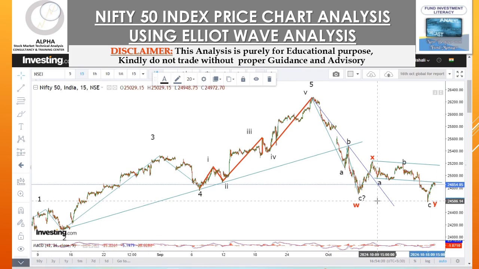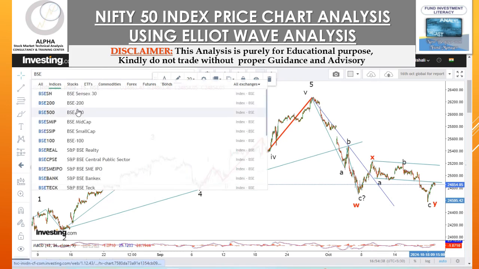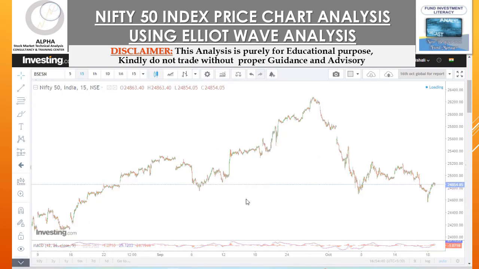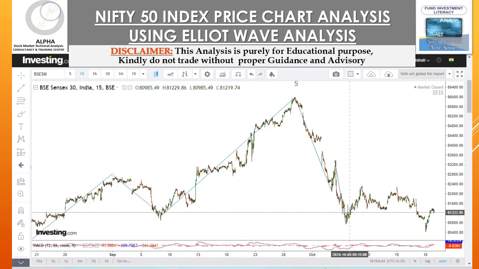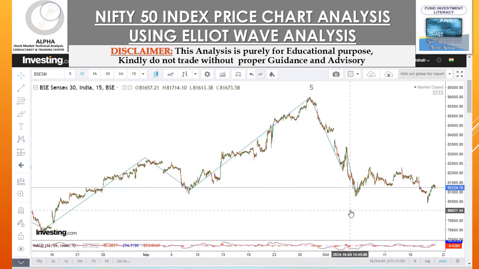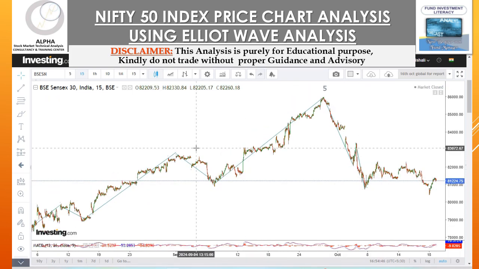So that's it for the Nifty index for today. And let's go ahead and check out the Bse index, if it's doing the same thing or not. That's Bse Sensex for today. Same thing repeating in the Bse index also. It might be much more clear. Let me go in 1 hour.